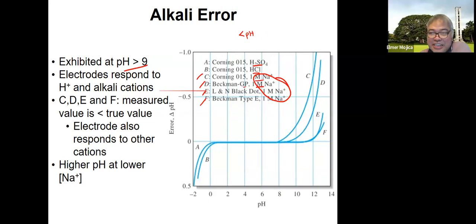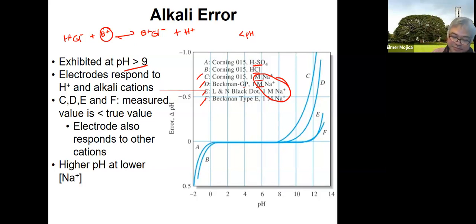Ano nangyayari doon sa equilibrium? So we have the H+, Gl-, and then we could put what? A B+. And then we have this. So what is B+ here? Another cation, like sodium. So what happened? The electrode would respond both to the H+ and the B+.